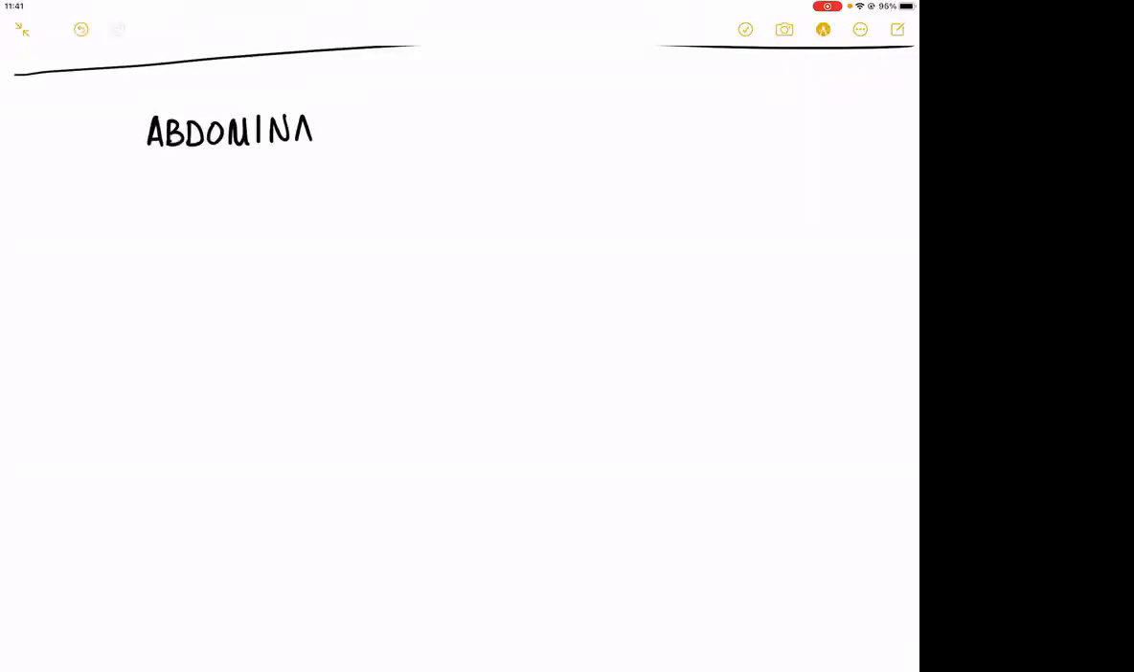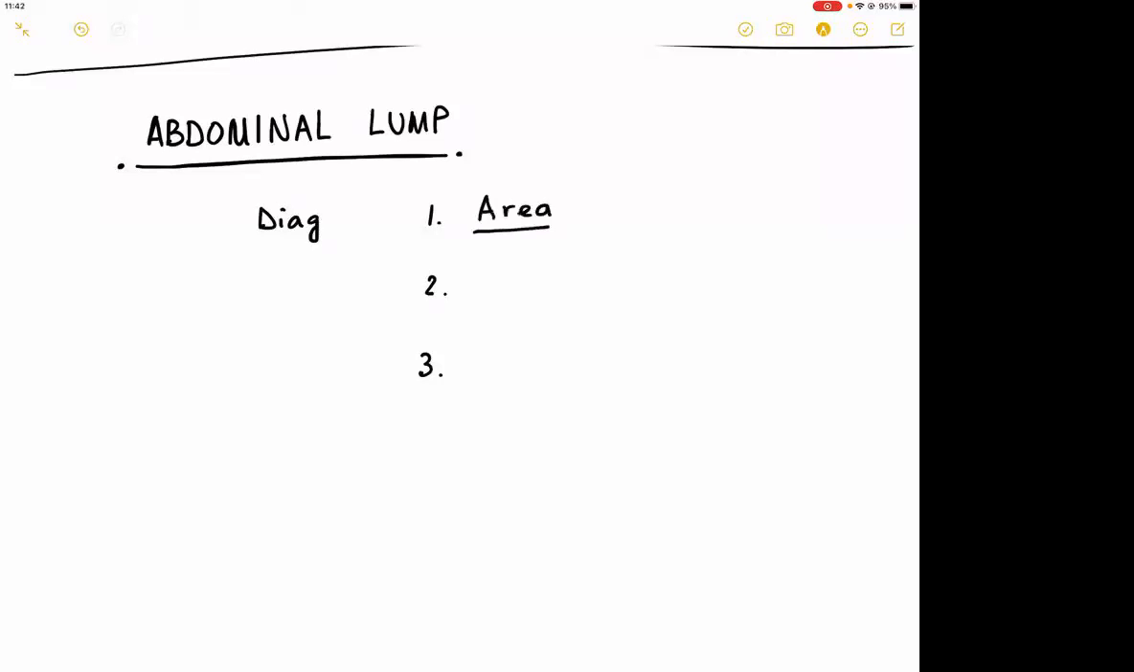Now, when I talk about an abdominal lump, remember the examiner is asking you what is your diagnosis. Your diagnosis is always in 3 points: 1, 2, 3. Point number 1: which area of the abdomen is the lump? That means right upper quadrant is an example.